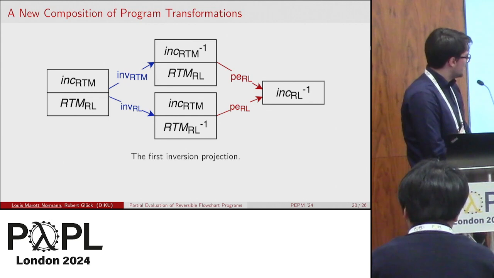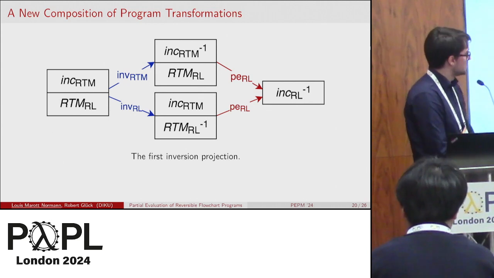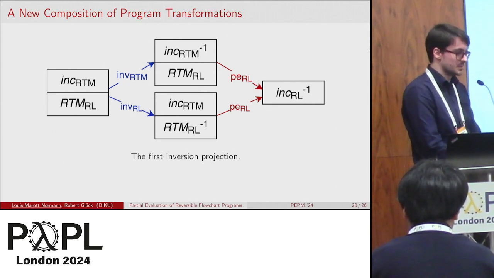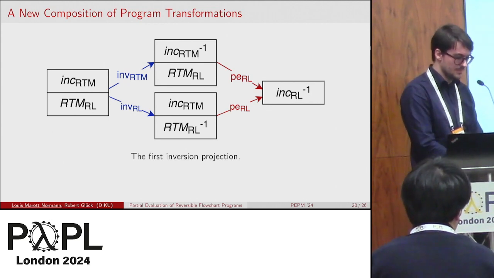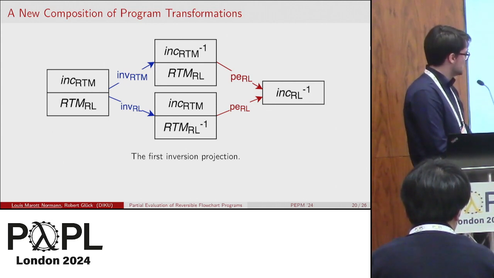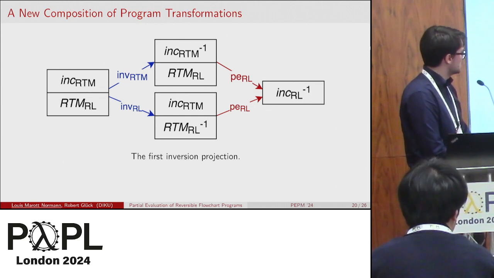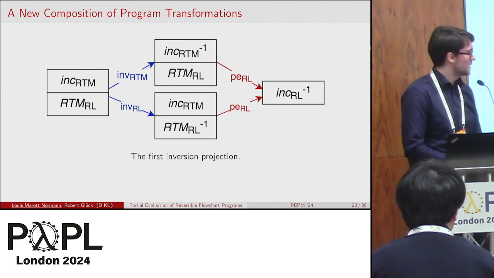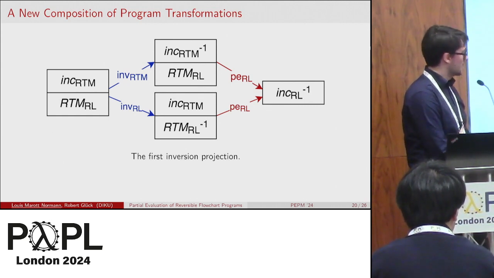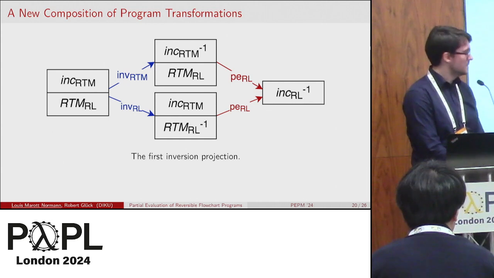And the top path is simply the first Futamura projection. We are specializing an interpreter with respect to an input program and getting a compiled version of that program. But the bottom path, more interestingly, we are specializing a program with respect to the inverted interpreter and thereby getting an inverted program. This is, I believe, called the first inversion projection.